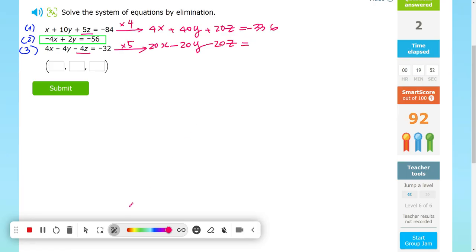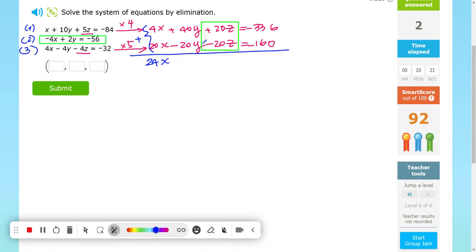Okay, bingo. I got an opposite term on the z. And then on the right side, negative 160. The numbers get very big, but that's not a big deal. Okay, so now if we add these 2 equations together, here we go. So you come out right here.